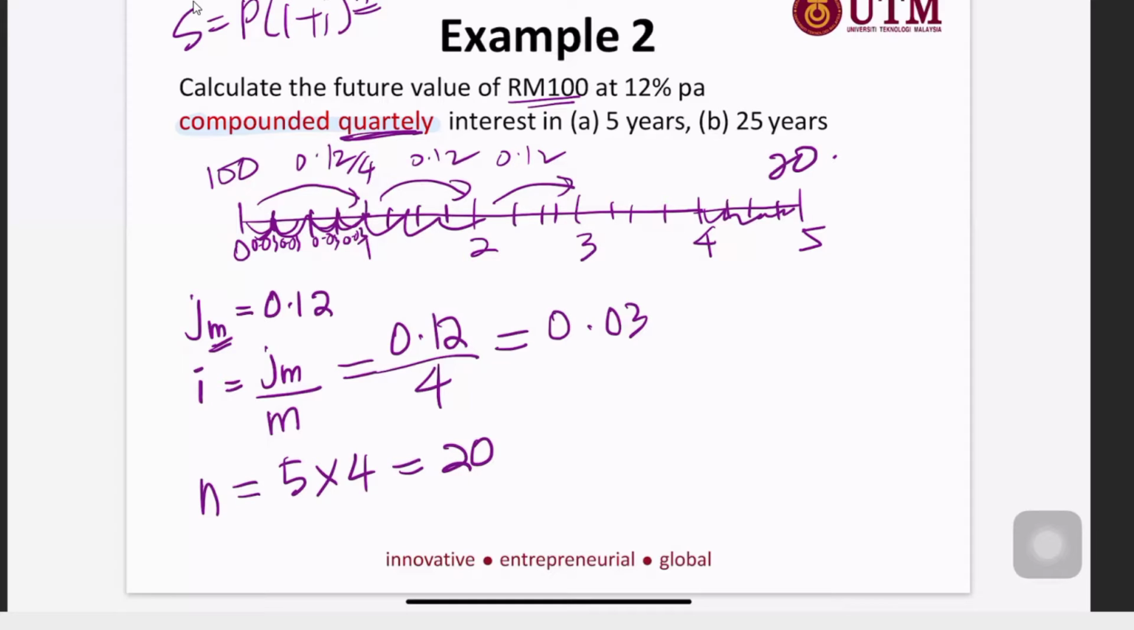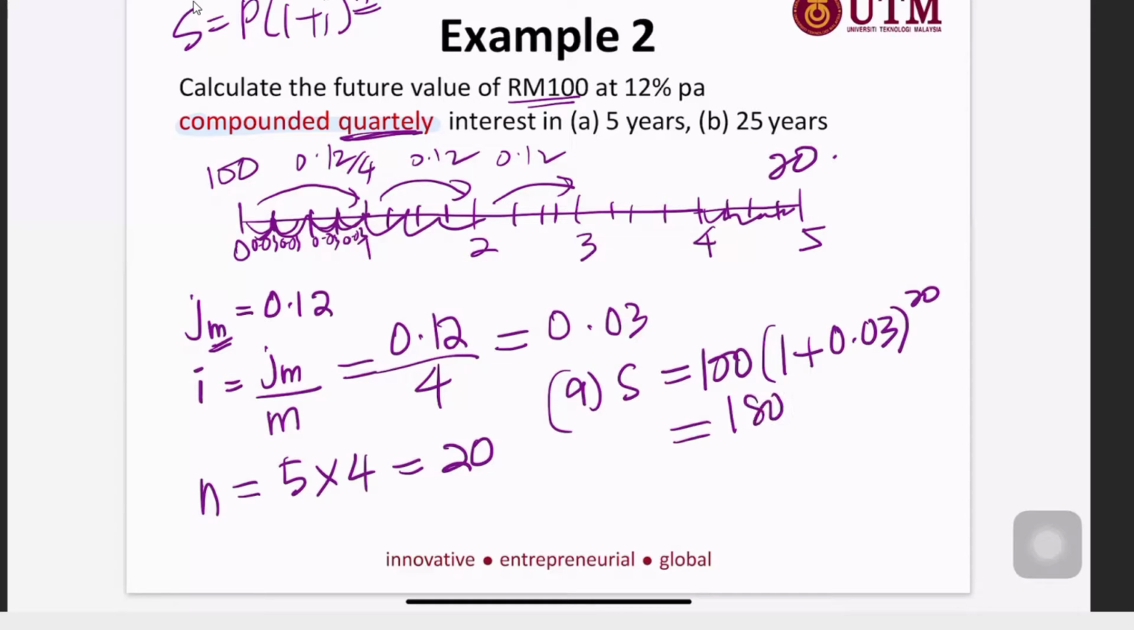So that means for A, we would have S is equal to, your P is 100, right? 1 plus, now your I is 0.03, to the power of 20. And then you will get the same answer.